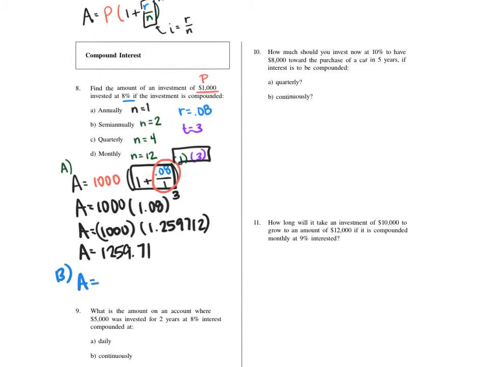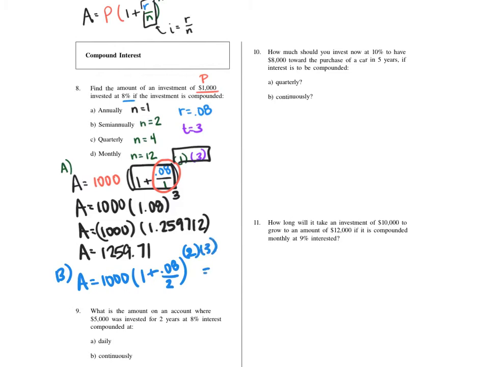So A is equal to 1,000 times 1 plus, still 0.08 is the rate, but now my n changes to 2. And instead of doing one compound in a year like I did in the first one, I'm doing 2 compounds. So I multiply that by 3 years and I get 2 times 3.